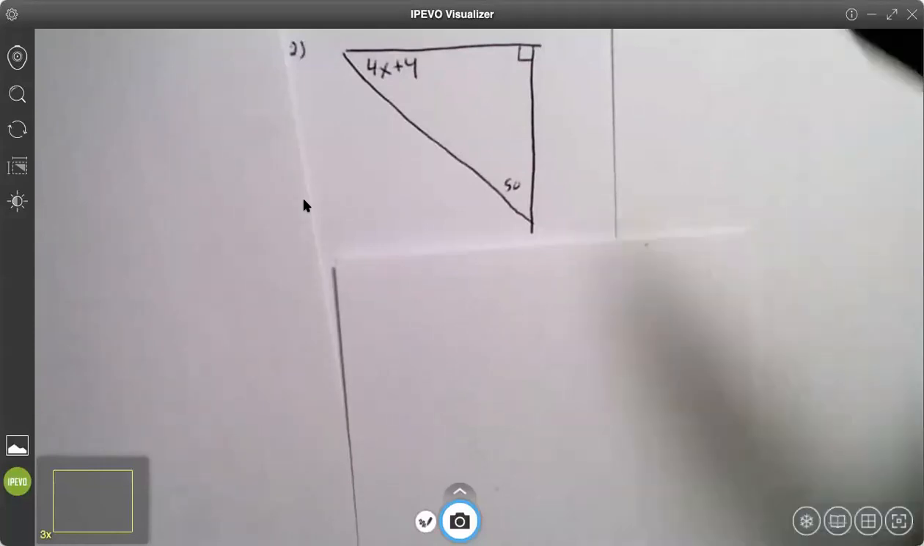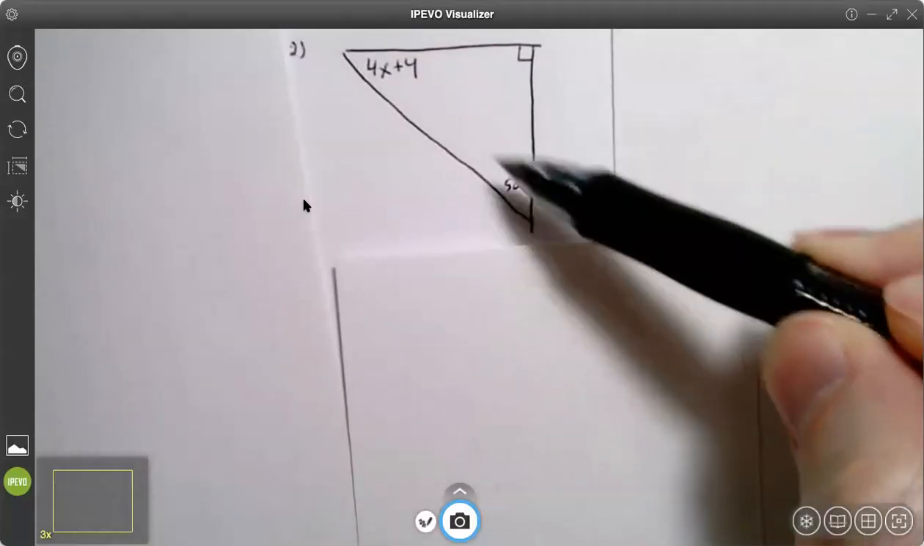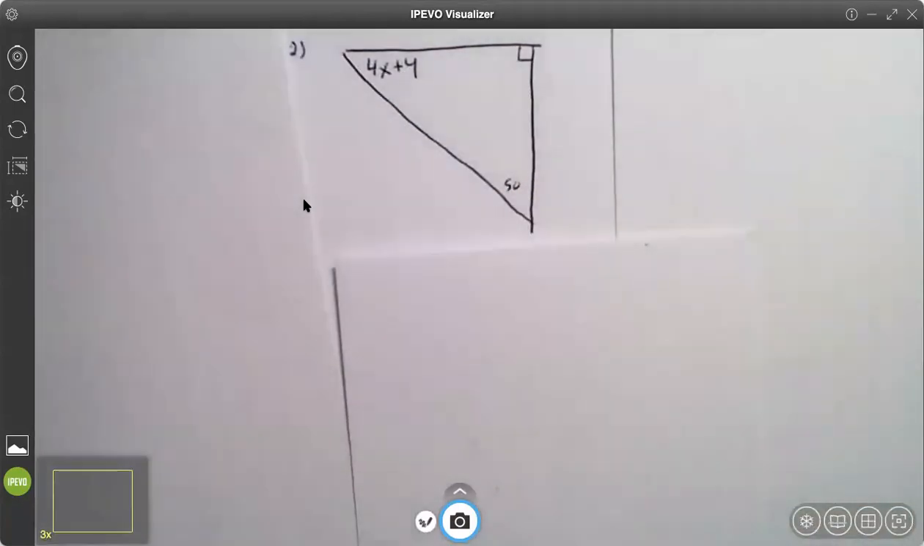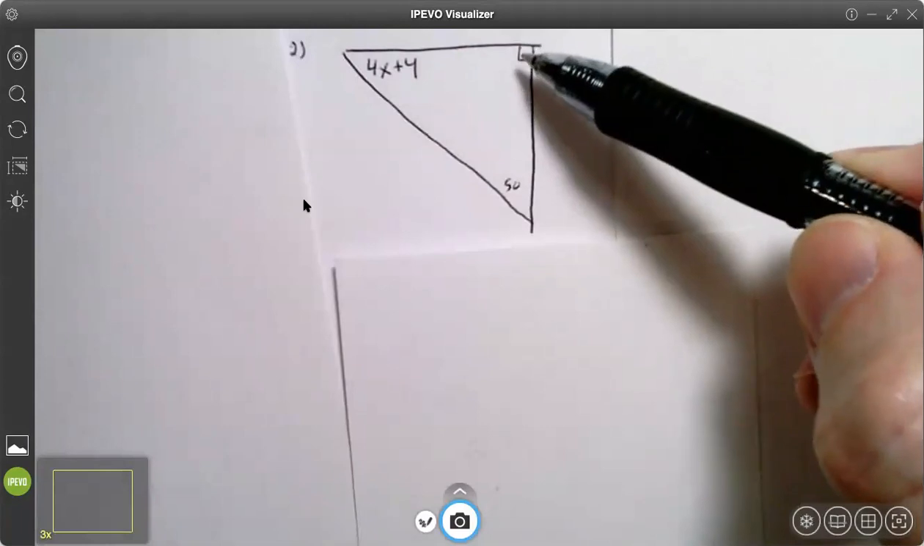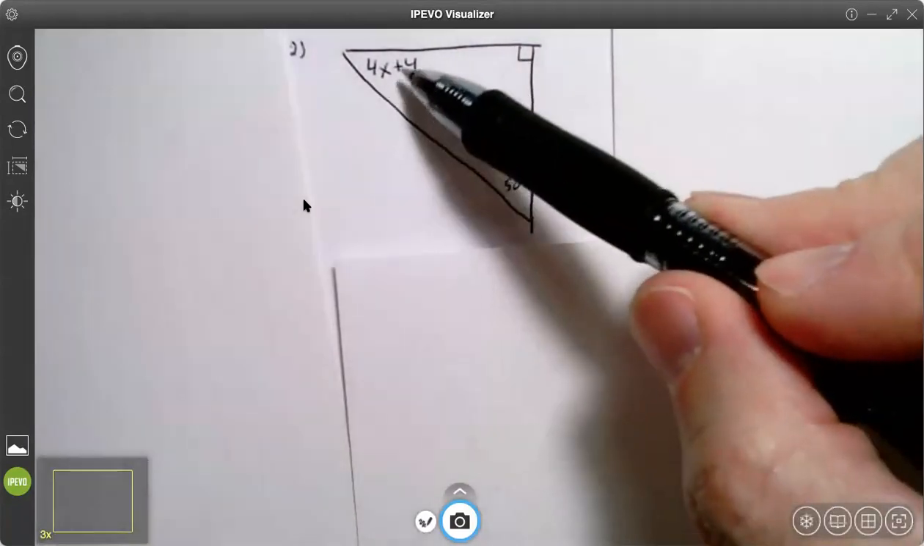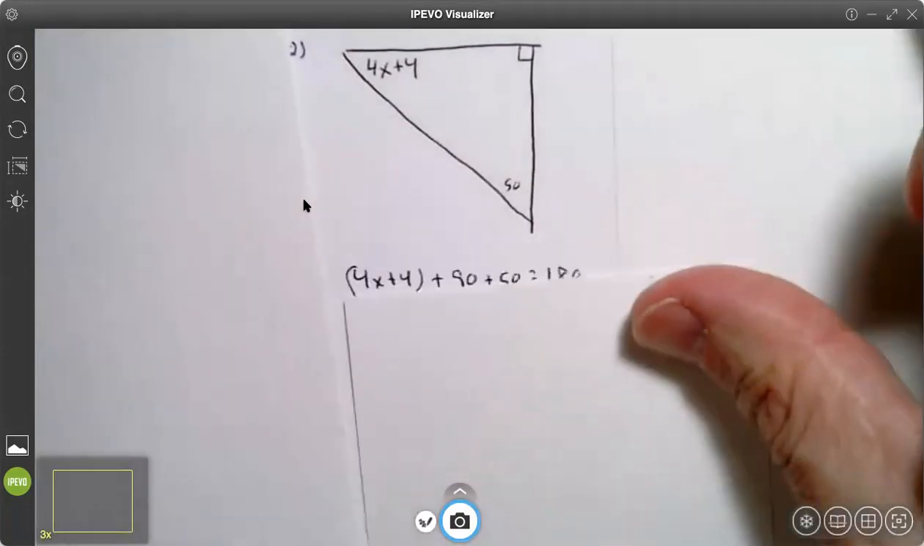This triangle tells us one angle is 90 degrees, one is 50, and the other, instead of just having an x, it has an expression, 4x plus 4. So I can't simply take 180 minus 90 minus 50 in my calculator. I have to use an equation. I have to add all three angles together and set them equal to 180.